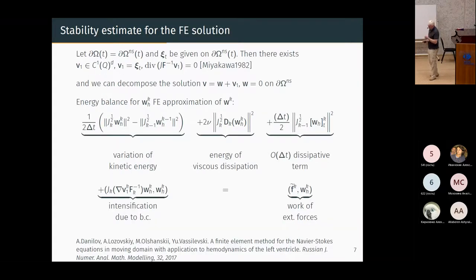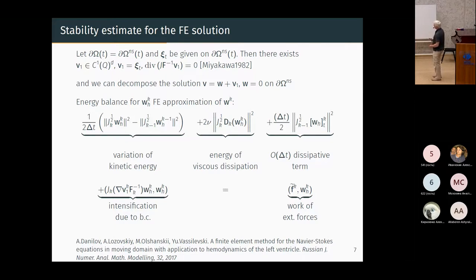Okay, this is just a remark on how this stability estimate is shown. First of all, we prove for the finite element solution the so-called energy balance equation. And then, based on this energy balance, we derive the stability estimate.